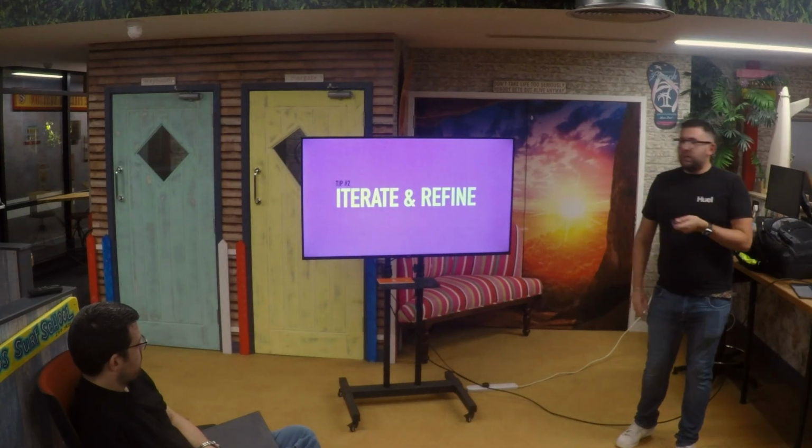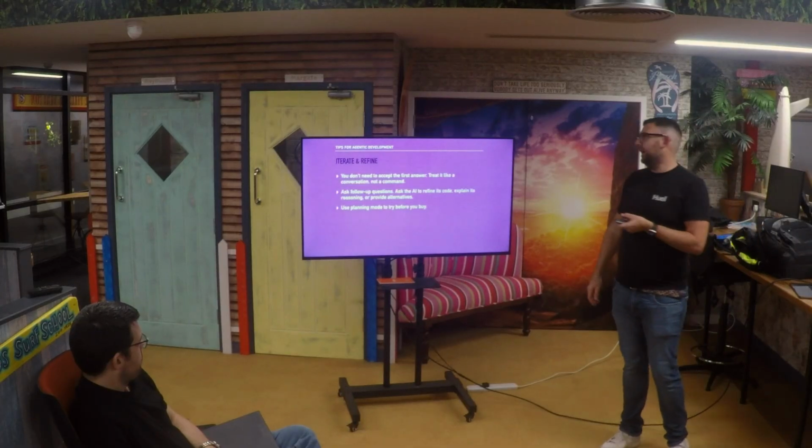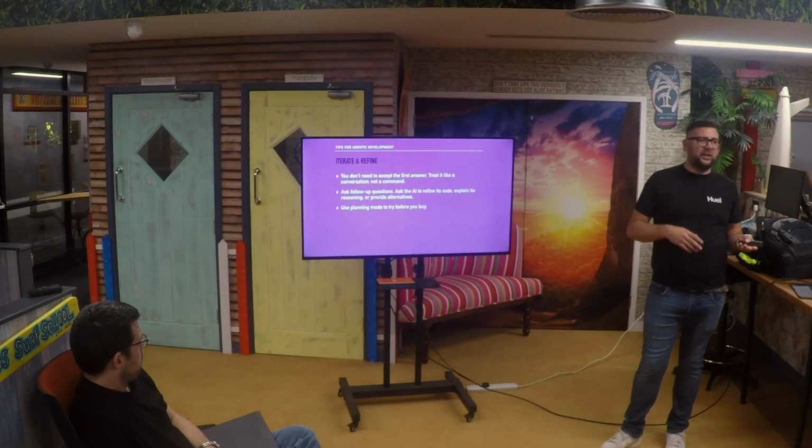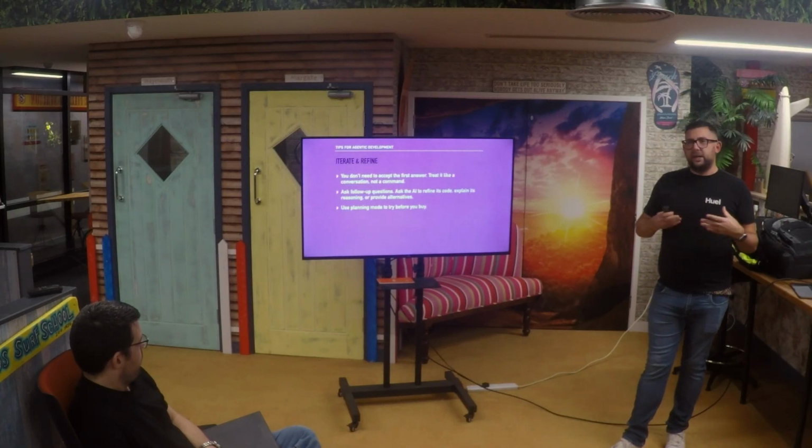Tip 2, iterate and refine. You don't need to accept the first answer that an agent gives you. Treat it like a conversation, not like a command. So you can ask follow-up questions, which is sometimes really powerful. And you can ask the AI to refine its code if you don't like what it's done.